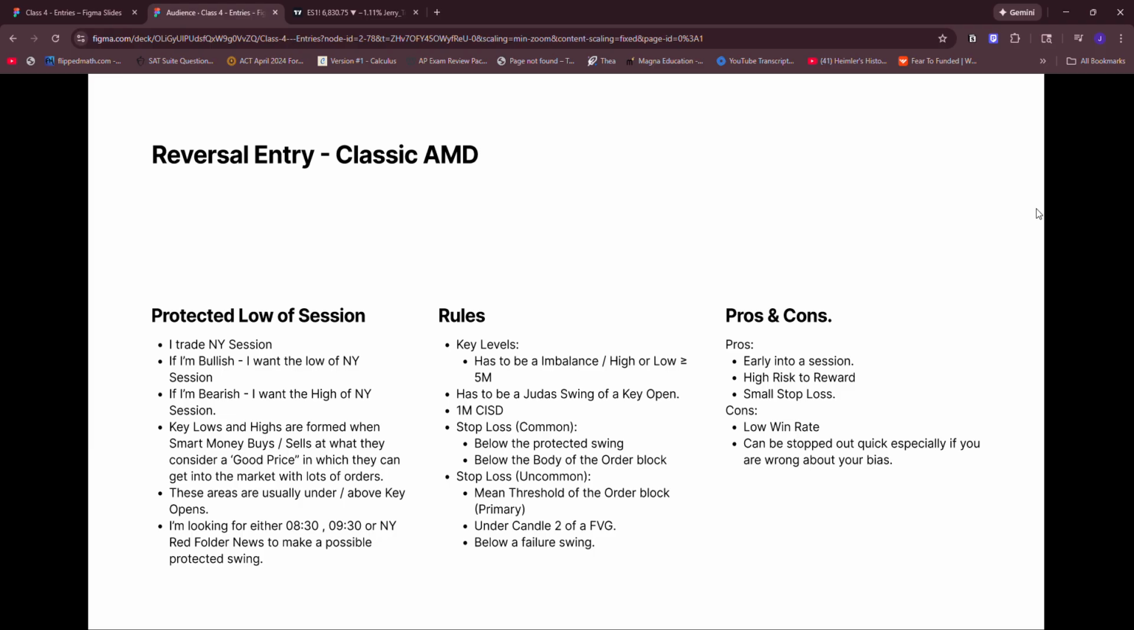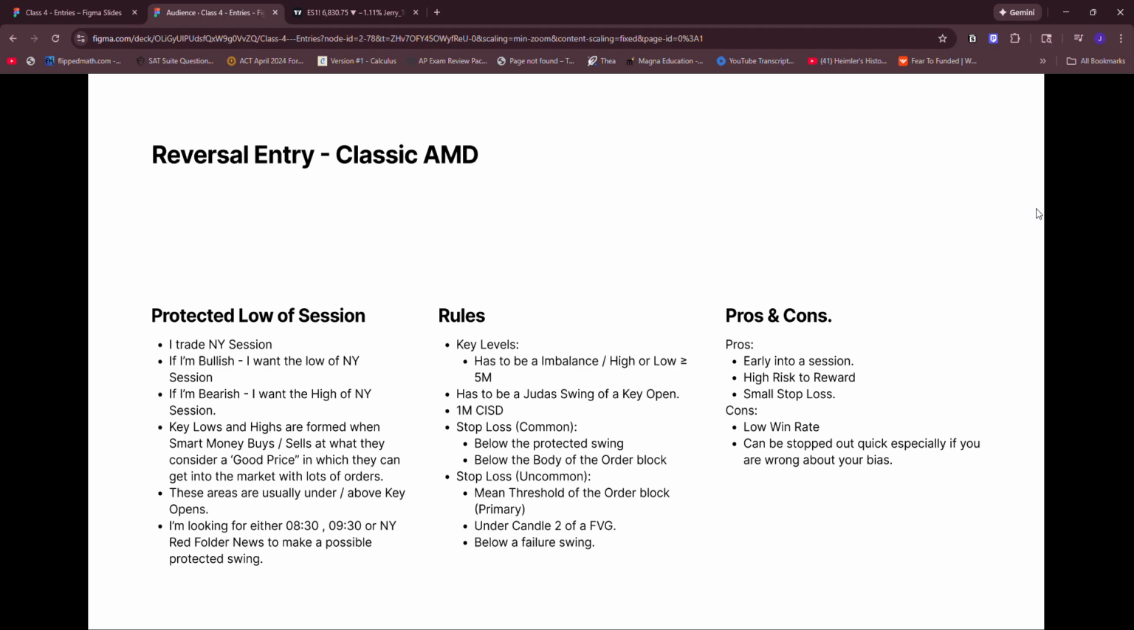Also, most of the high impact news, the very high impact news, right? 8:30 high impact news is usually much stronger than like 9:45 or 10. Red folder news, so 8:30 news, very, very strong. 1 minute change in state, so once we purge it to a key level, it's a 1 minute change in state.